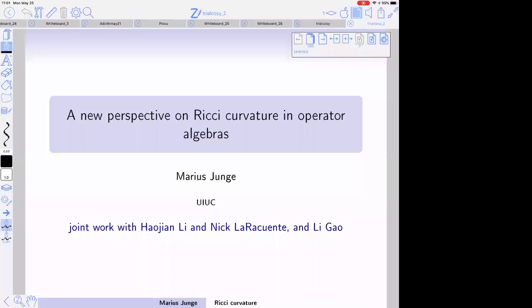We are actually from Illinois without an S, sorry to correct that. That's very important with any kind of French background, which if you're in Canada might actually be acceptable to be picky about. So let's talk about why I'm interested in Ricci curvature.